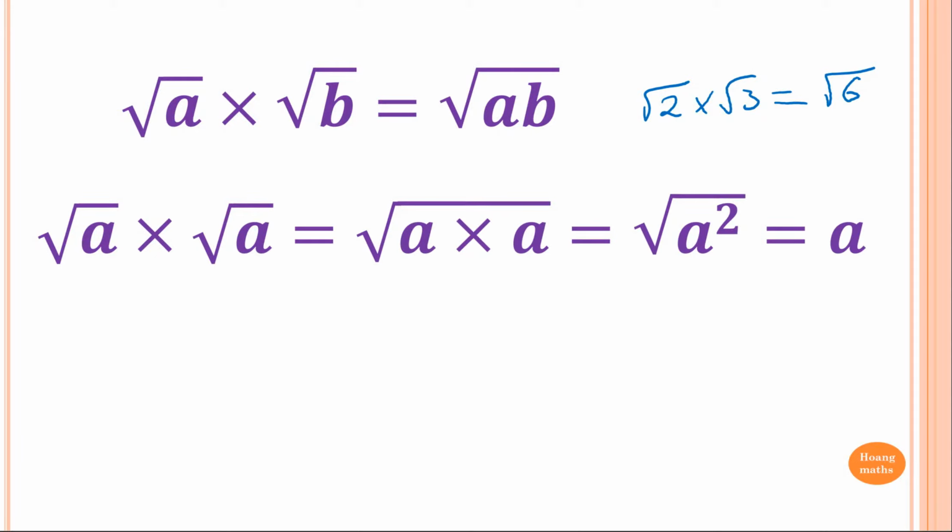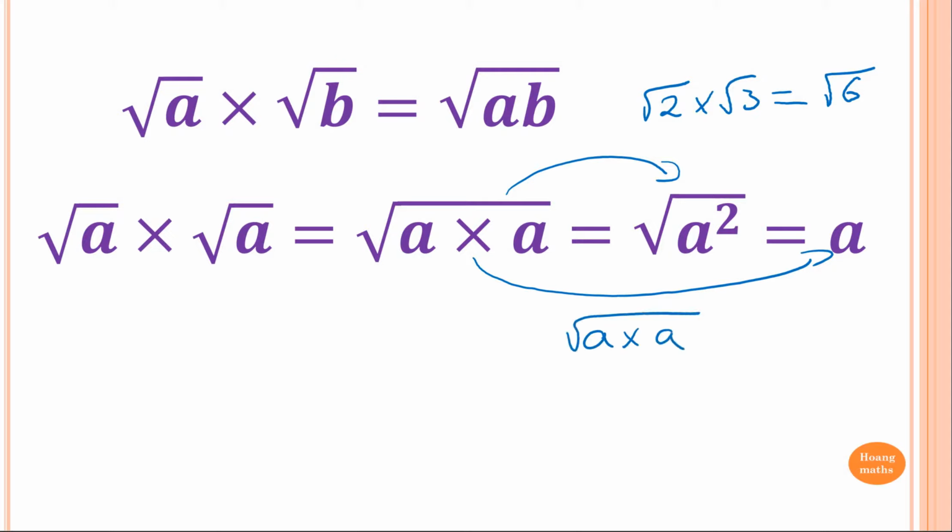Now, because of rule number 1, square root of a times square root of a is square root of a times a. You know that a times a is a squared, so square root of a squared is a. But technically you don't have to go through that step. You can recognise straight away that it's a, so you don't have to rewrite a times a as a squared. Just pointing out a few things for you.